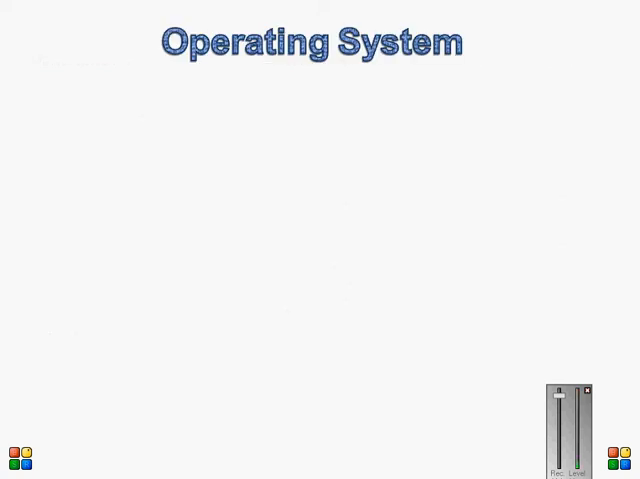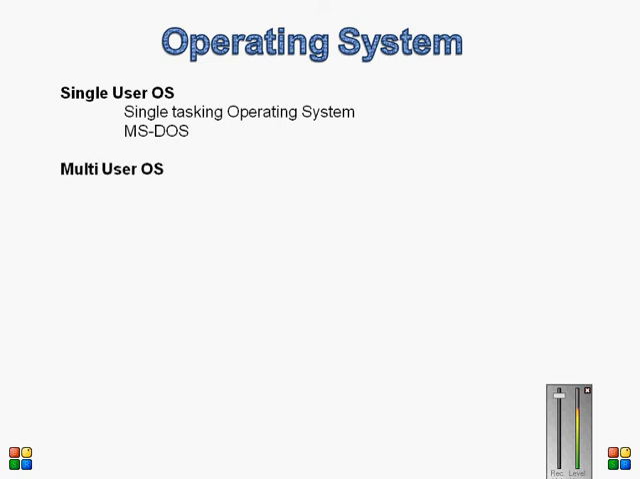Now we'll see what is an operating system. There are different kinds of operating system. We have single user operating system which performs a single task. An example is MS-DOS. When you are in DOS, you can perform only one task. Shifting between multiple tasks is not possible.